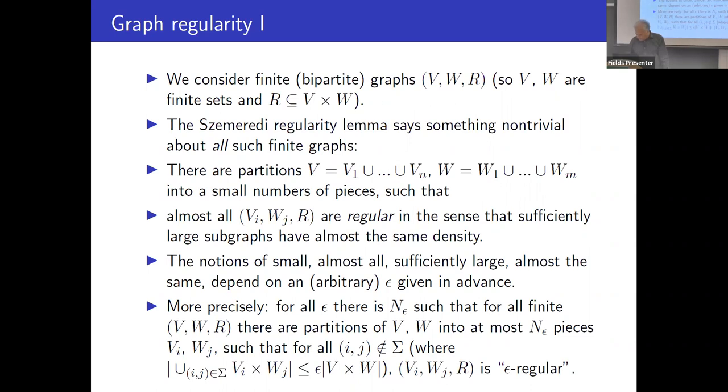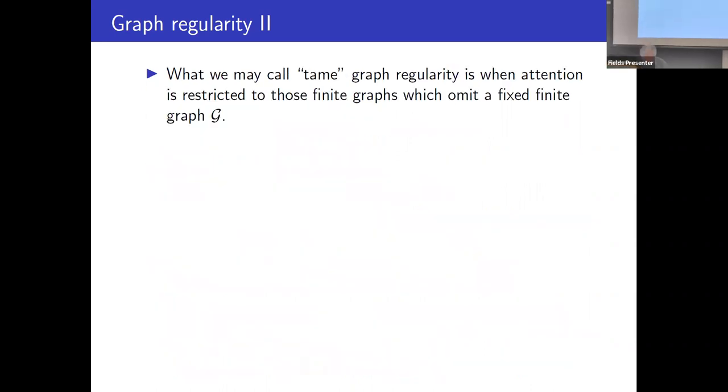Okay, now I want to continue. I'm going pretty slowly here, sorry. Now we can also talk about tame graph regularity, when attention is restricted to those finite graphs which omit a fixed finite graph G. So you look at not all finite graphs, but those which omit a fixed finite graph G as an induced subgraph.